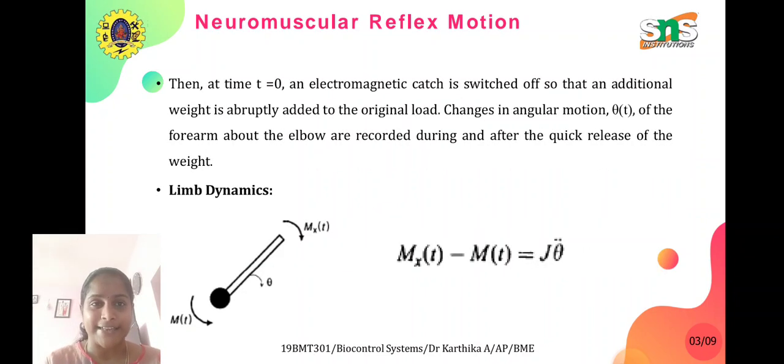Then at time t equal to 0, an electromagnetic catch is switched off so that an additional weight is abruptly added to the original load. Changes in angular motion theta of t of the forearm about the elbow are recorded during and after the quick release of the weight. Here the limb dynamics is represented as m of t and mx of t. Here the angle is theta, and mx of t minus m of t is equal to J theta double dot.